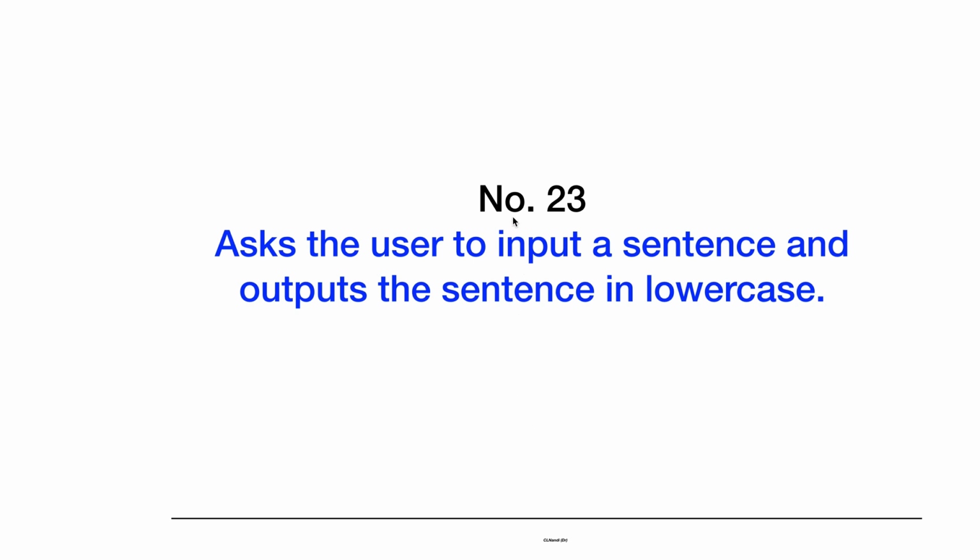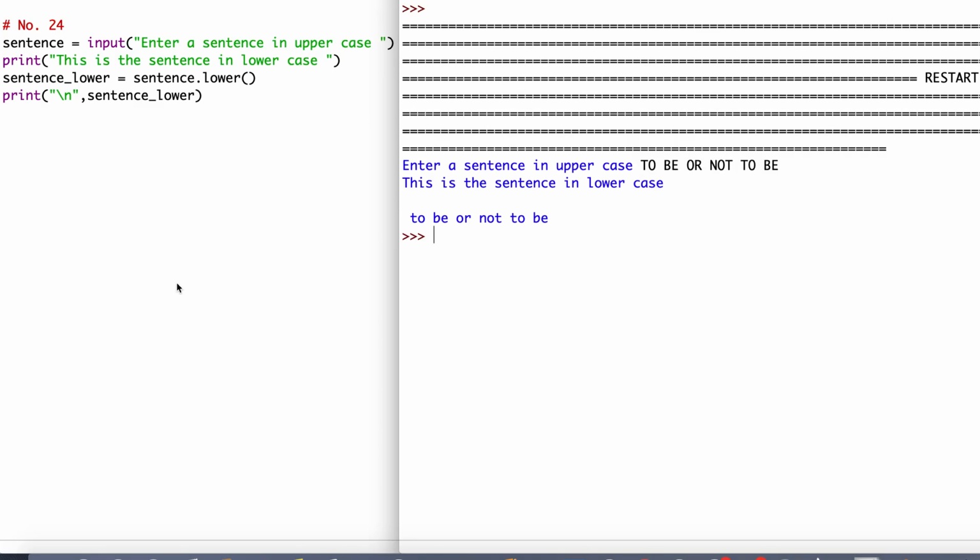For number 24, write a program which asks the user to input a sentence and outputs the sentence in lower case. Okay, here we have the code for number 24, and this is the output. So enter a sentence in uppercase, to be or not to be, and this is the sentence in lowercase, to be or not to be, in lowercase. So how did we get here?